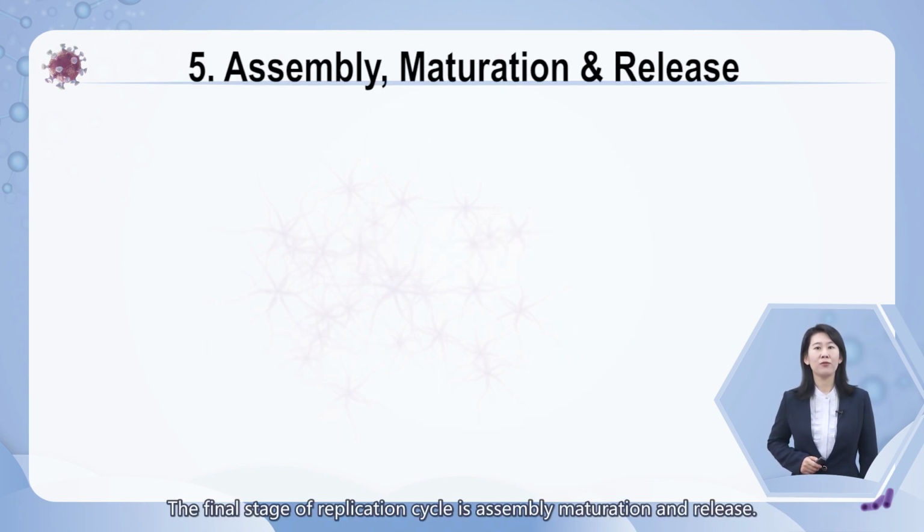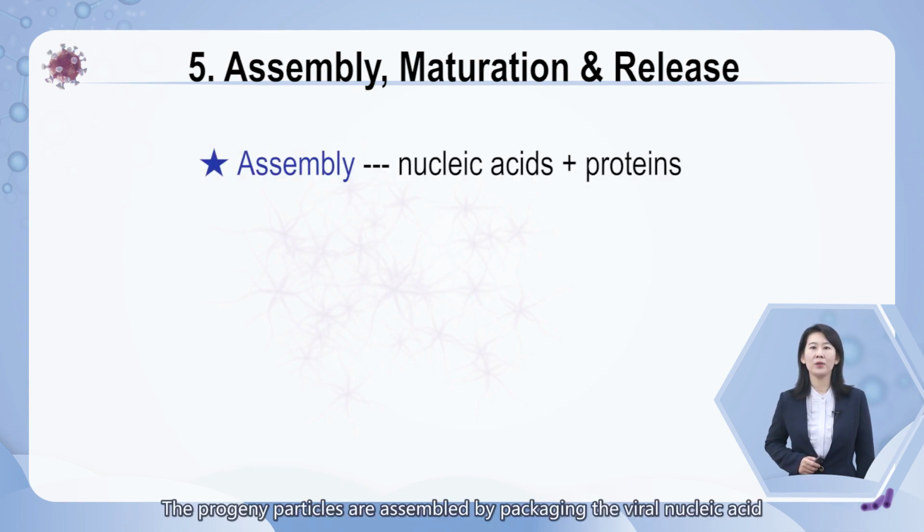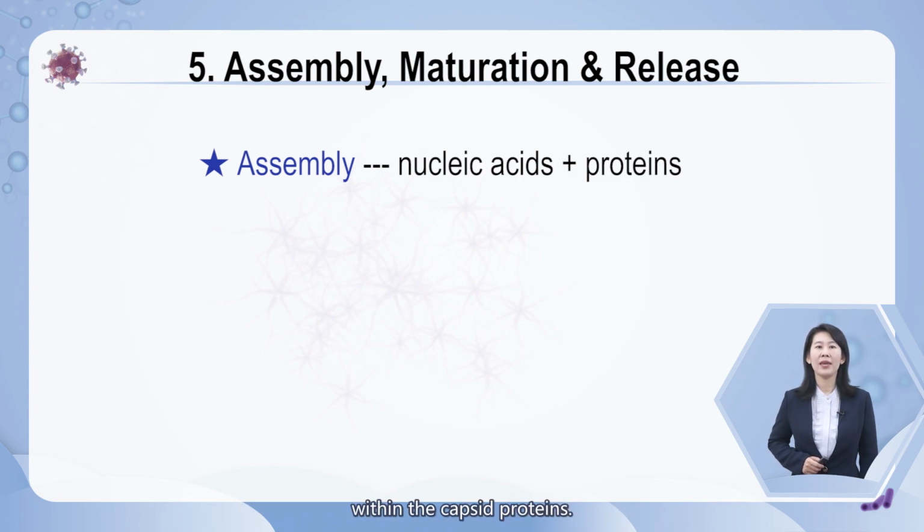The final stage of replication cycle is assembly, maturation, and release. The progeny particles are assembled by packaging the viral nucleic acid within the capsid proteins. Helical nucleocapsids are assembled by adding protein subunits to the RNA genome to form a helix. Icosahedral capsids are pre-assembled, and the nucleic acid genomes are complexed with condensing proteins.